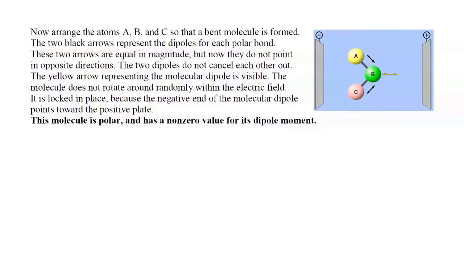The two black arrows represent the dipoles for each polar bond. These two arrows are equal in magnitude, but now they do not point in opposite directions. The two dipoles do not cancel each other out. The yellow arrow, representing the molecular dipole, is visible. The molecule does not rotate around randomly within the electric field. It is locked in place because the negative end of the molecular dipole points toward the positive plate. This molecule is polar and has a non-zero value for its dipole moment.